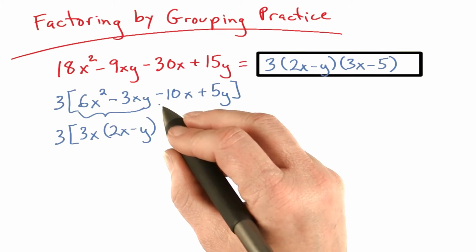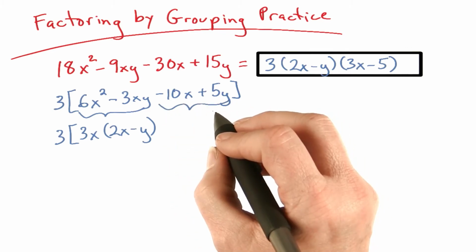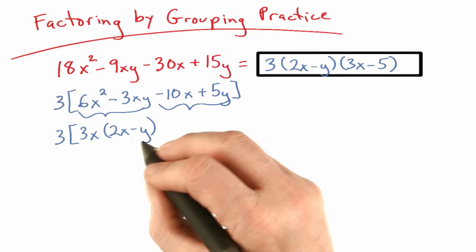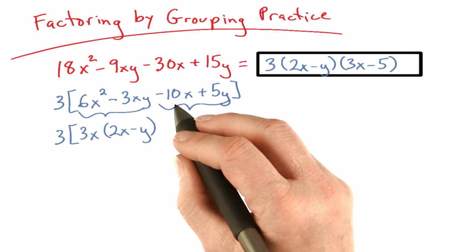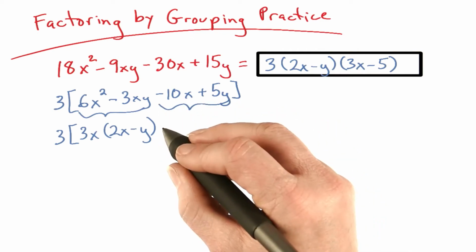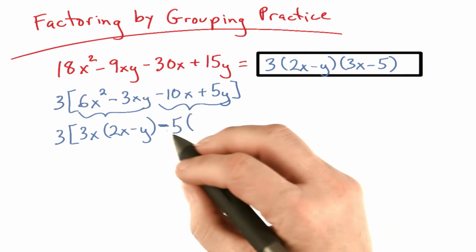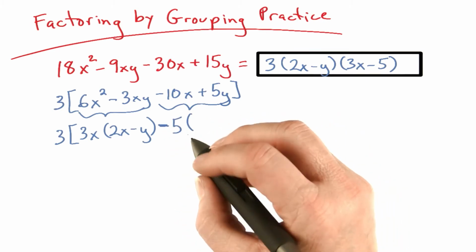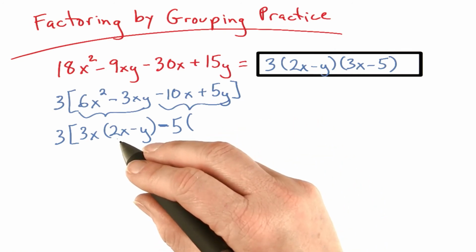The next thing I want to do is factor out the GCF of the second 2 terms. Now you have to be careful here. We know we want the second binomial to be 2x minus y over here. But right now we have negative 10x plus 5y. This is one of the cases where we need to factor out the negative. The GCF of 10x and 5y is going to be negative 5. The reason I factor out the negative is because I want positive 2x.